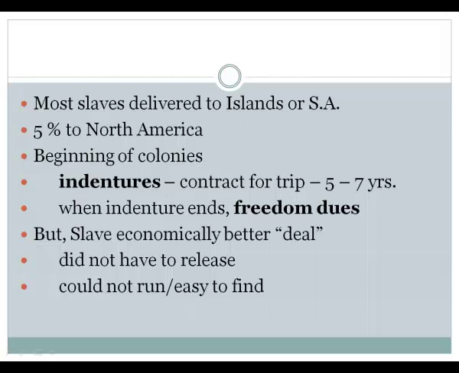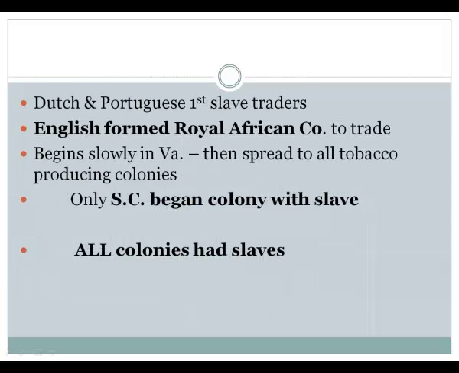But buying a slave makes an economically better deal because you didn't have to release them. Whereas if the indenture ran away, he would kind of melt into society. But if the slave ran away, not only did he not know the area, he didn't speak the language, and because of the color of his skin, he'd be easy to find. So economically, the slave was a better deal.